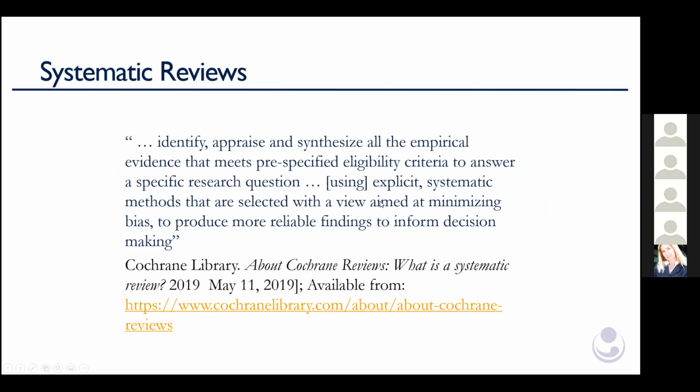And for those of you who don't know the definition of a systematic review, because often there's an assumption that people do know what it is, I've just popped it here on the screen. It's really important, I think, to ground today's talk in it, because I'm going to focus a little bit on this specific method. It's a method that identifies, appraises, and synthesizes all the empirical evidence that meets pre-specified eligibility criteria to answer a research question, using explicit systematic methods that are selected with a view aimed at minimising bias, to produce more reliable findings to inform decision-making. And I'm going to talk a little bit about the regulatory context in the US and how systematic reviews have failed to achieve that.